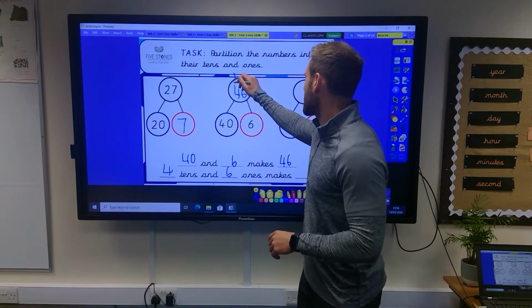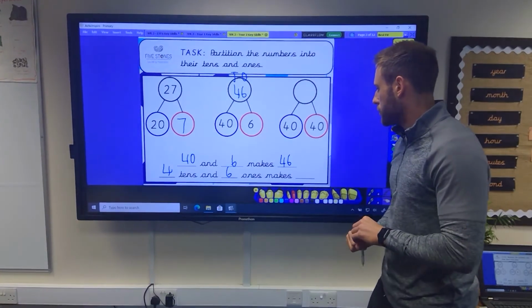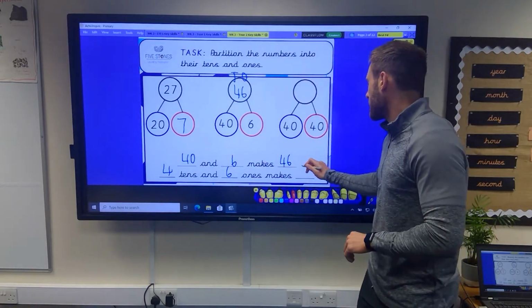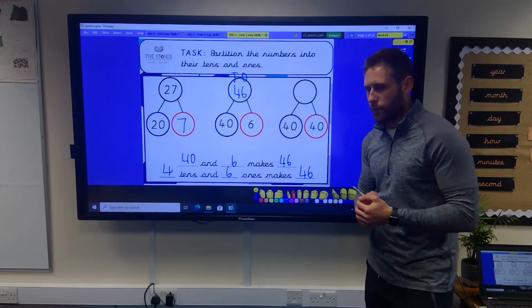So we know that this is our tens column and this is our ones column for when we are writing our numbers. 4 tens and 6 ones makes 46. So well done if you managed to get that one right.